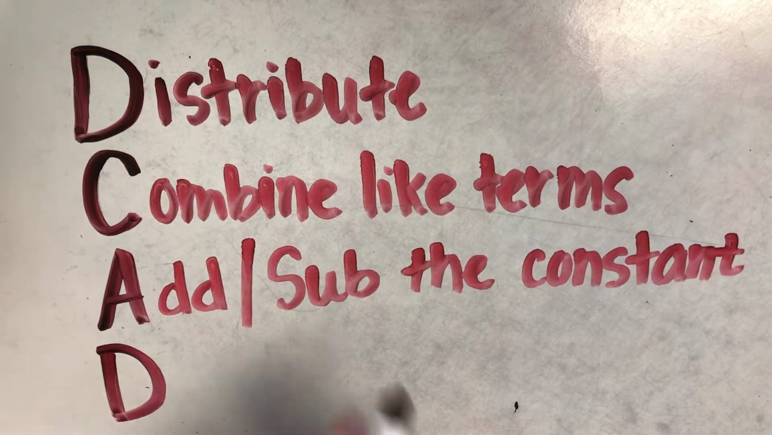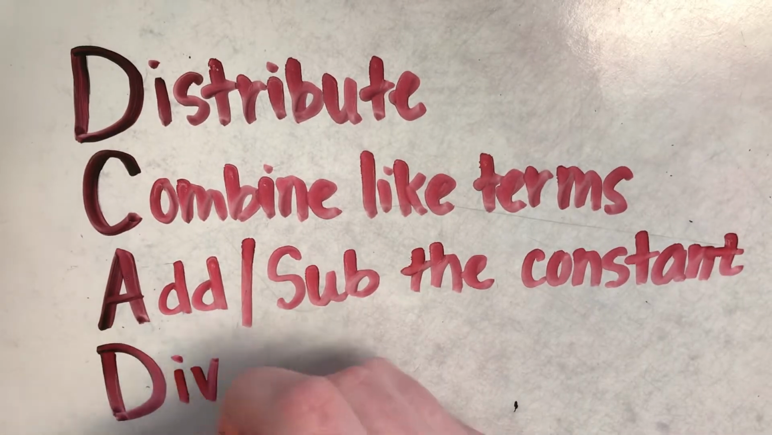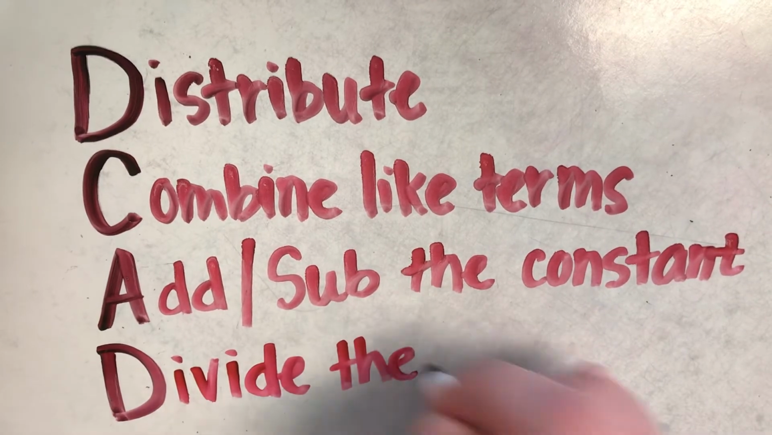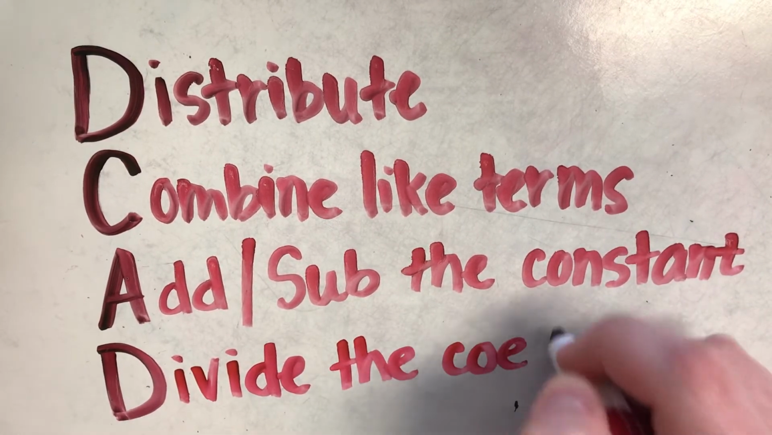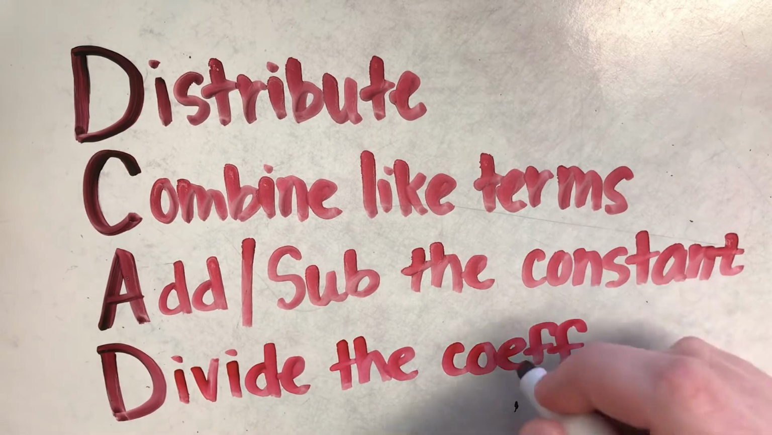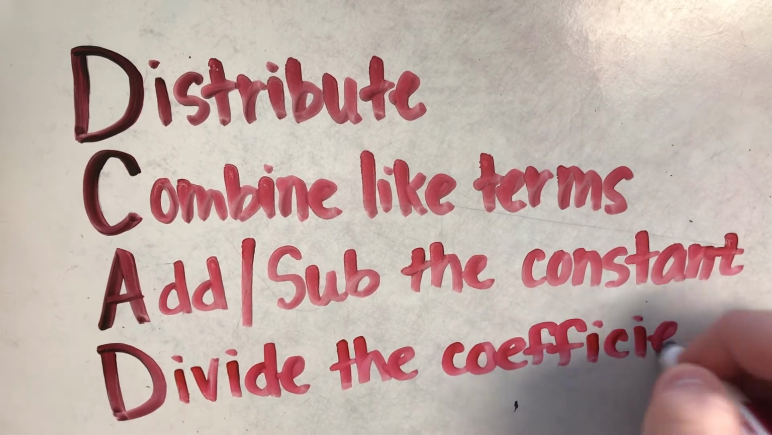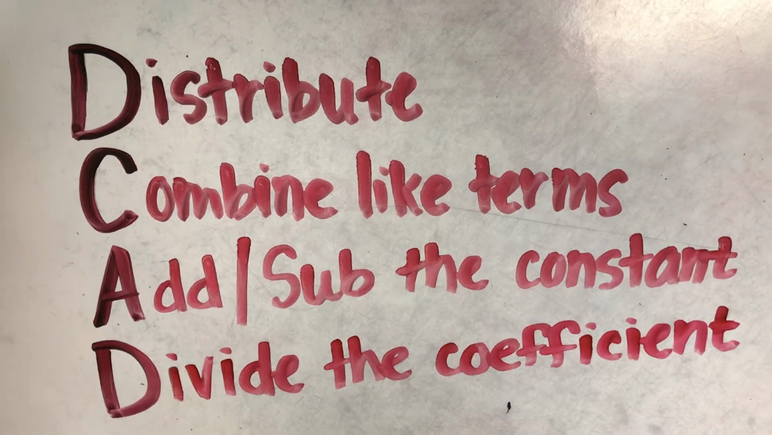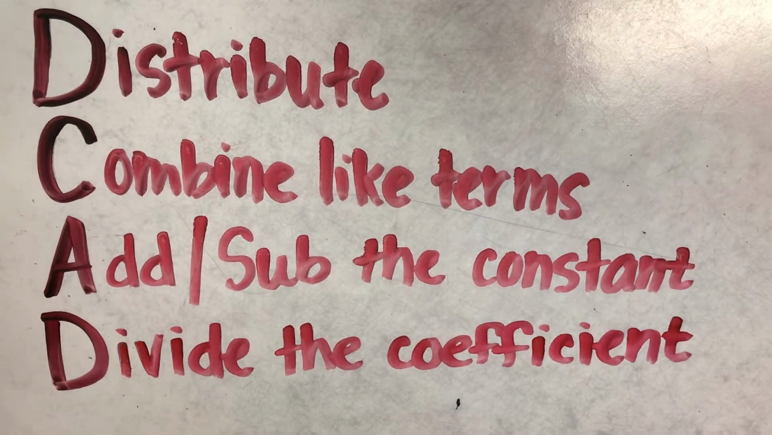Last step, it's going to be divide by the coefficient. We've got another big math word, coefficient. Your coefficient, that's going to be the number that's with the variable. So if I have 2x, 2 is the coefficient. -5x, -5 is your coefficient.